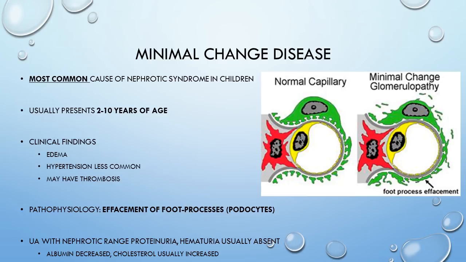Their UA has nephrotic range proteinuria. They typically do not have hematuria. Their albumin levels are decreased. Their cholesterol levels are usually increased, right? So we're seeing all of those features of nephrotic syndrome, which is proteinuria, hypoalbuminemia, hyperlipidemia, and edema. So we're seeing all of those with minimal change disease.